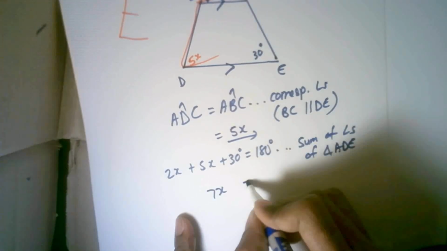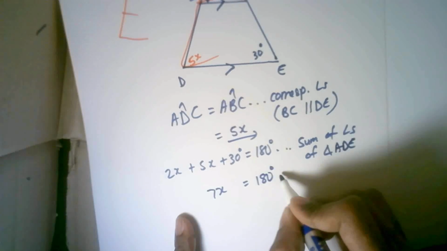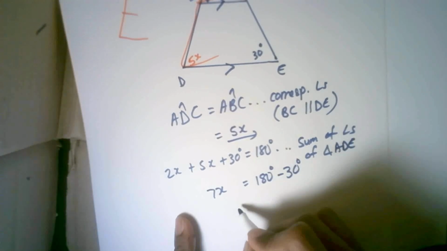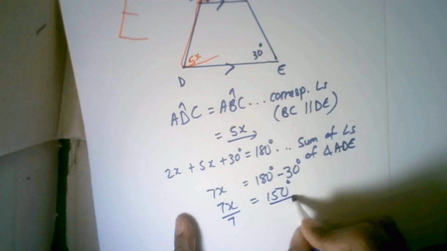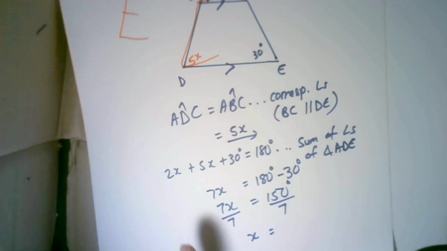I have 7x is equal to 180 degrees minus 30 degrees. 7x is equal to 150 degrees. Divide both sides by 7. x is equal to, and let's see what this will give us. So this gives us a decimal amount.